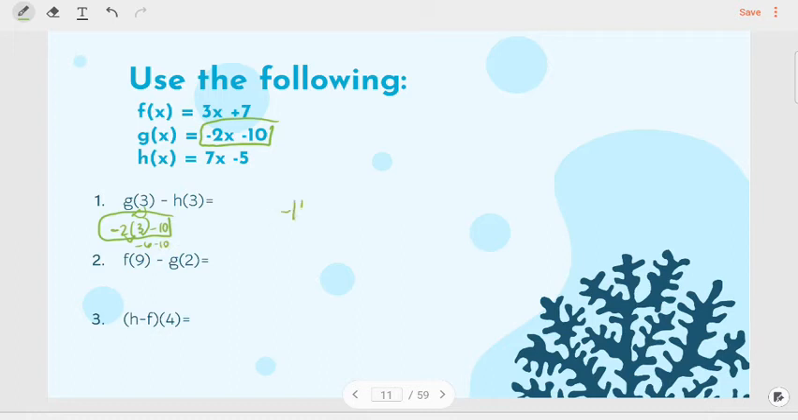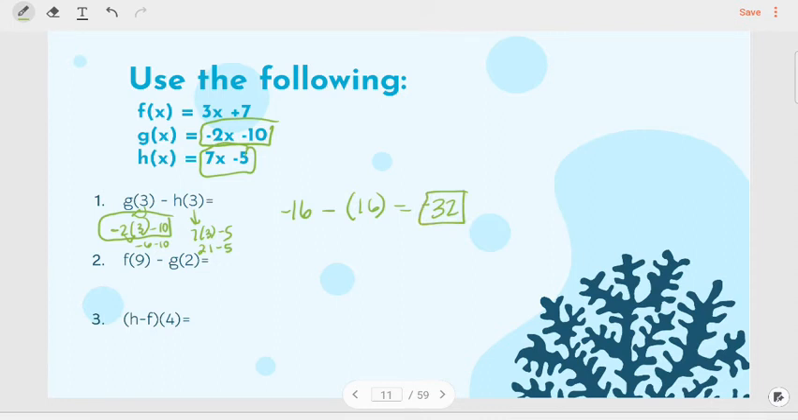So I end up with negative 16 minus, well, let's see what h of 3 simplifies to be. So here's h, 7 times 3 minus 5. So 21 minus 5 is a grand total of 16. So negative 16 minus 16 is negative 32.